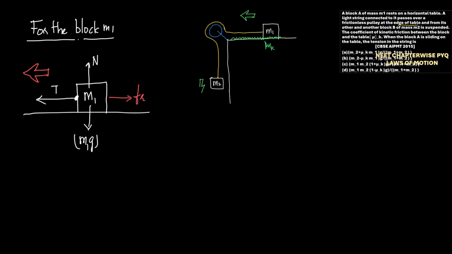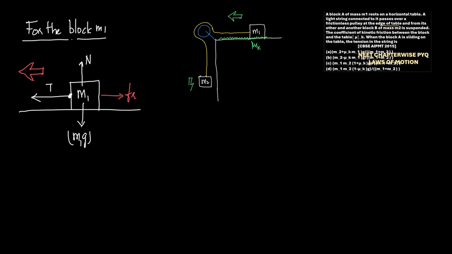Is there any movement for the mass m1 vertically up? No. Vertically downward? No. The mass m1 is moving only along the surface. It is sliding along the surface, which means that for this body, sigma fy is equal to 0, and sigma fx is equal to m1 into a.